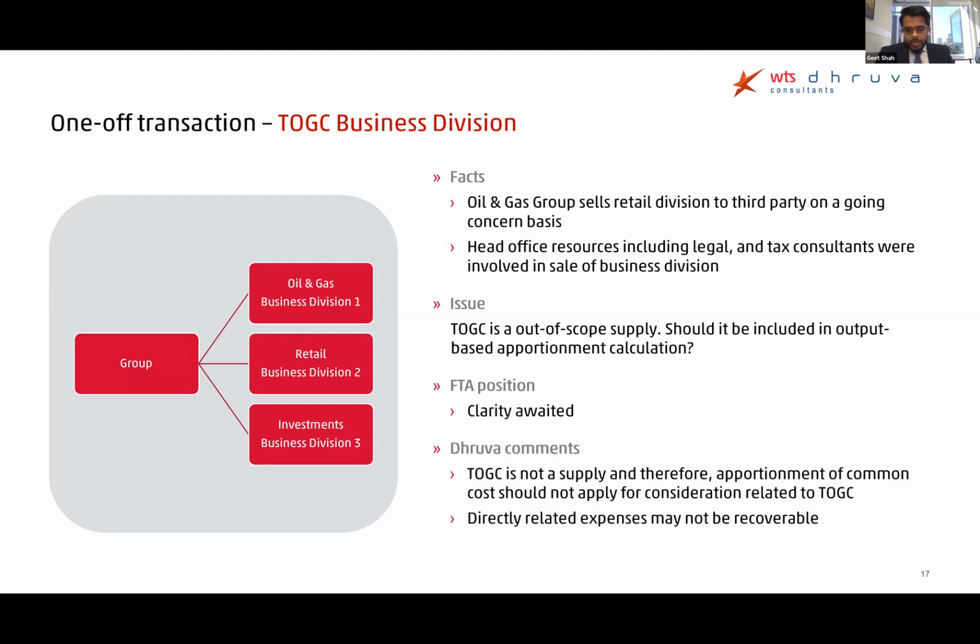Again, the clarity is yet to be awaited from the FTA, but we believe that TOGC is not a supply, and therefore apportionment of common cost should not apply for consideration related to TOGC. But any direct expenses, let's say legal fees or consulting fees, which are incurred for doing this transfer of business as a going concern, should not be recoverable.